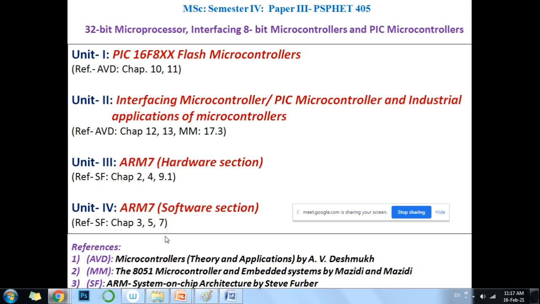And then for ARM processor, there is a separate book called as ARM System on Chip Architecture by Steve Furber. So these are the books. Once again, definite references are provided. Actually, specific chapters are also mentioned, which are relevant to your syllabus, and this is the syllabus of this paper.